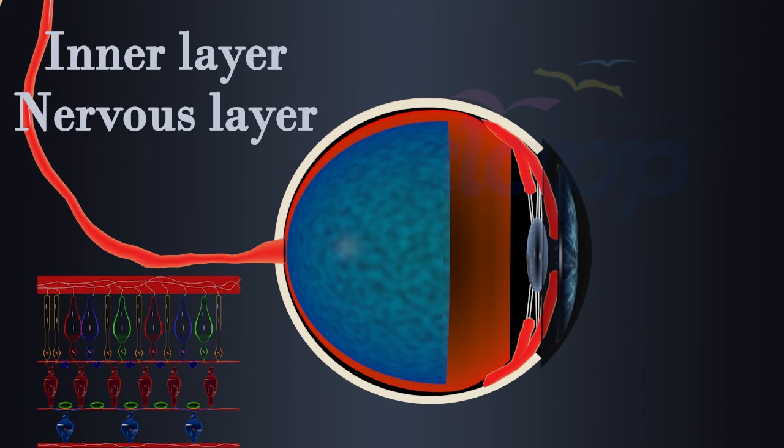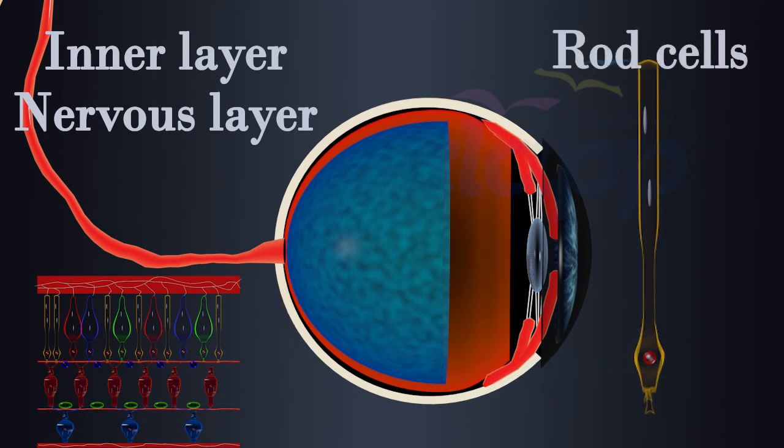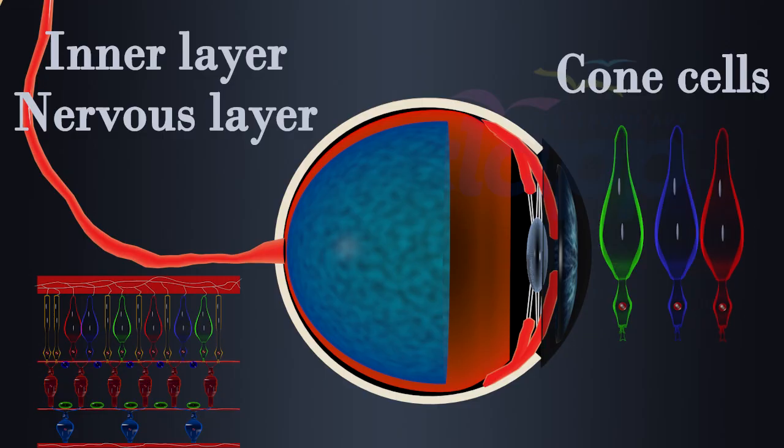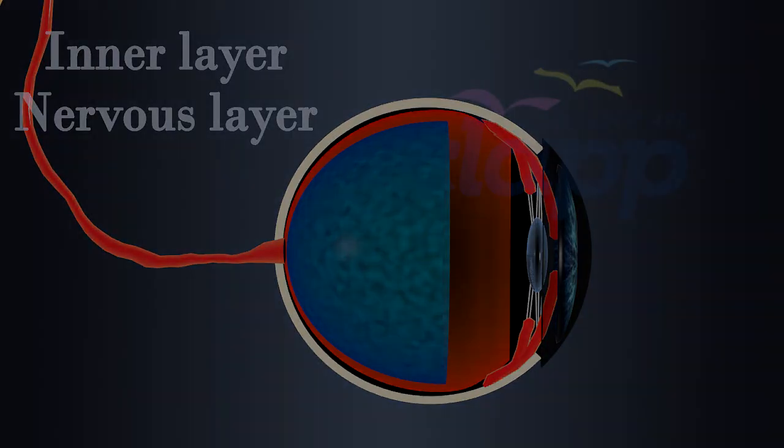our brain can interpret. The rod cells in the retina are responsible for our vision in low light conditions. They detect motion and help us to navigate in dimly lit environments. Cones, on the other hand, are responsible for our color vision. We have three types of cones, each sensitive to different wavelengths of light. They work together to allow us to see a wide spectrum of colors.